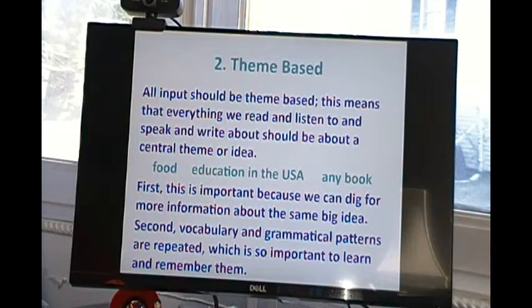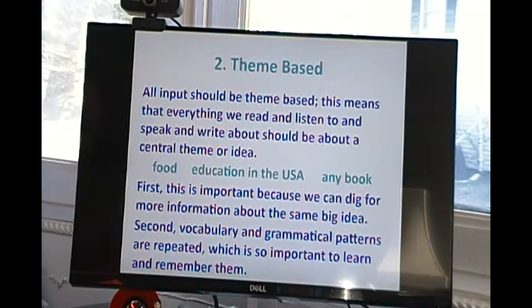First, this is important because we can dig for more information about the same big idea. Dig means we keep talking about it, reading about it, listening, speaking, until we really get into it. Second, vocabulary and grammatical patterns are repeated, which is so important to learn and remember them. When we work with a theme, the vocabulary items are repeated, and we need that. Otherwise, we'll never remember all that vocabulary.